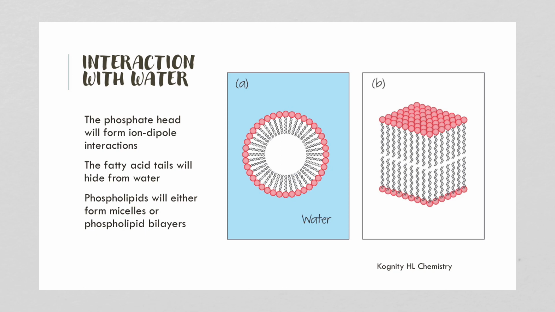When phosphates interact with water, the hydrophobic tails do not want to interact at all. So there are 2 things that happen. The phosphate head forms ion dipole interactions. So the ionic portion will interact with the dipoles in water. And then the fatty acid tails will try to hide themselves from water. So they can either form micelles, which are spheres, like here we can only see a cross-section of that, or they'll form phospholipid bilayers. Now we've seen the phospholipid bilayer in biology when we talked about any of the membranes in our cells.